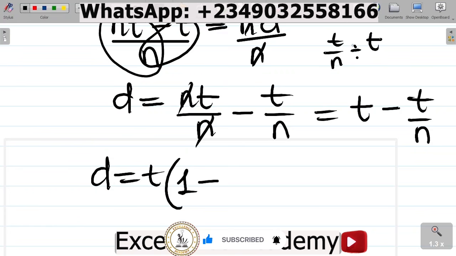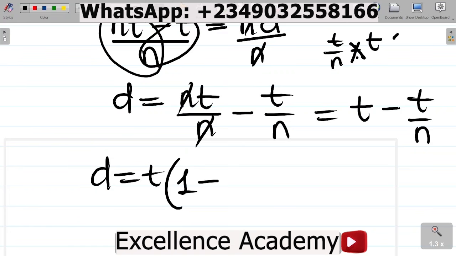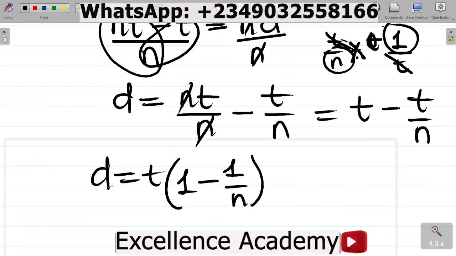To solve this, division changes to what there? Multiplication, then 1 over T. That's how you solve this. And this will cancel this. You're left with 1 over N. So you have D as being equal to T into 1 minus 1 over N.